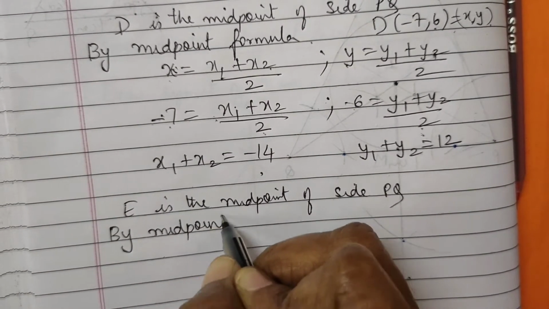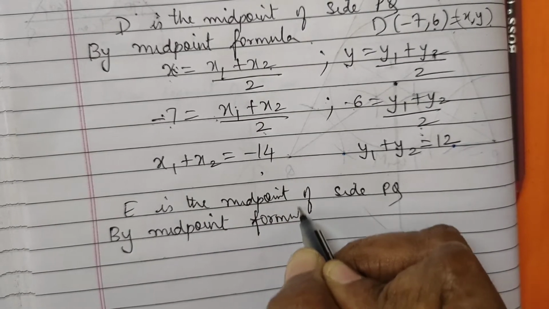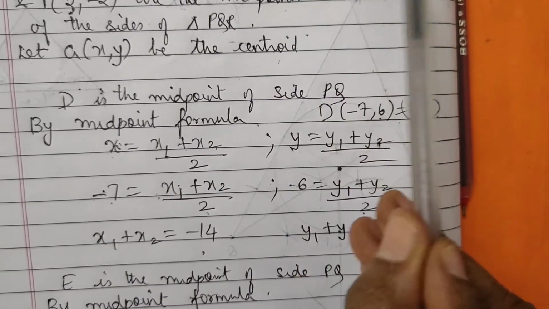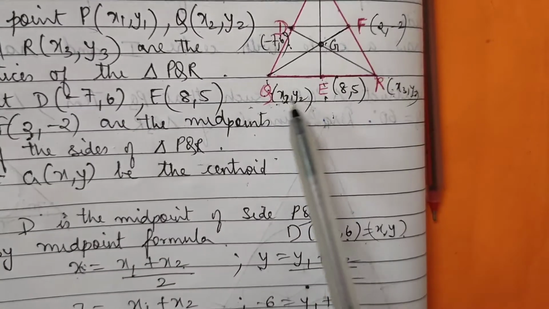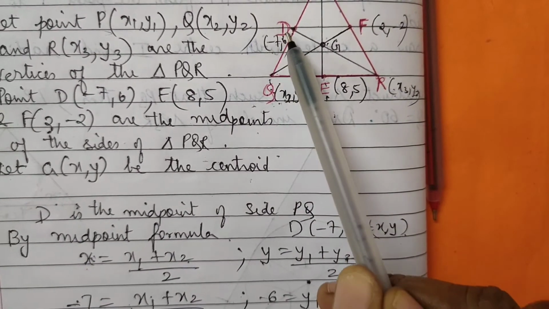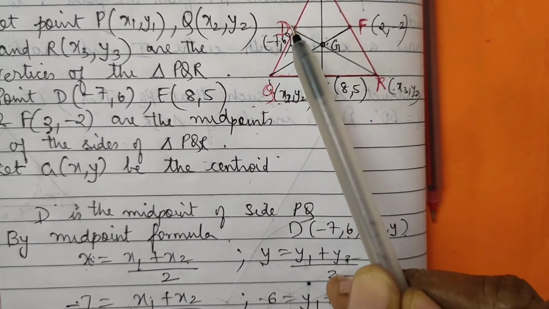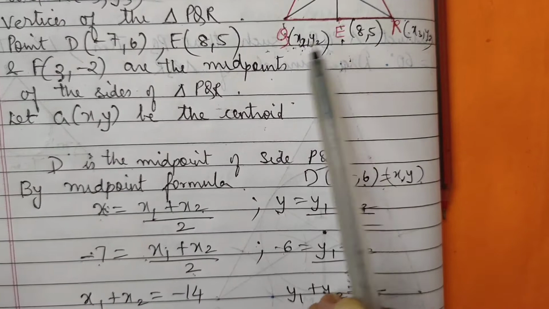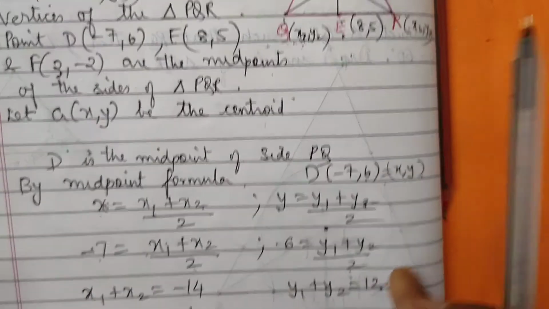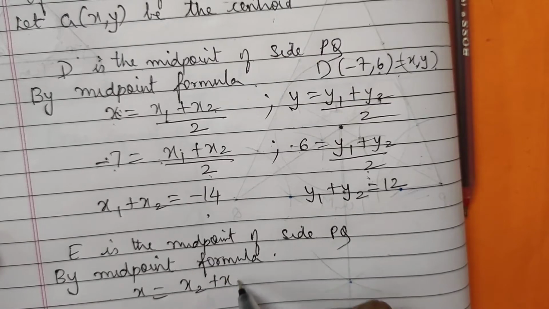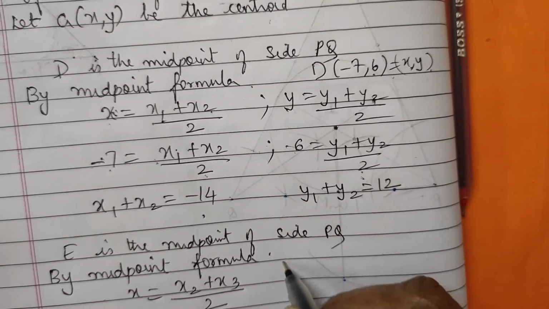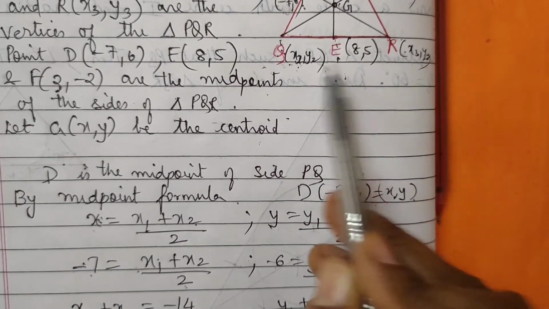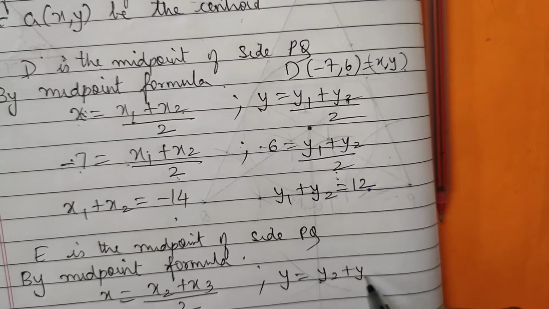By the midpoint formula, we will write x equals to... now, E is the midpoint, so what do we have? x2 plus x3. We will look at the figure, then it will be very clear. When we used D as the midpoint, we used x1 plus x2. Now E is the midpoint, so we will use x2 plus x3 upon 2. Similarly, y equals y2 plus y3 upon 2.